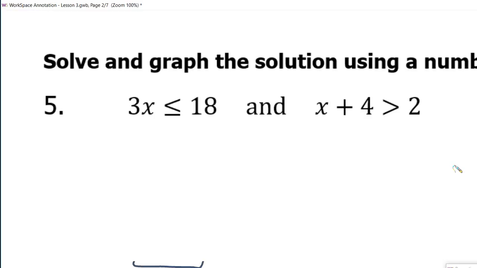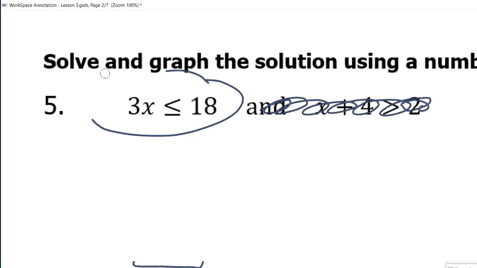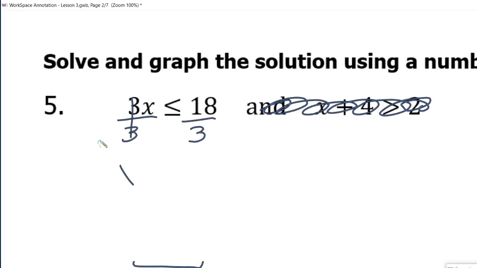Okay, problem 5, it says solve and graph the solution using a number line. So these are pretty simple, they're just one step. So notice these are 2 separate problems. So starting with this one, don't even look over here for right now. Looking at that first inequality, how would I get X by itself? Divide both sides by 3. So that gives us X is less than or equal to 18 divided by 3 is 6.